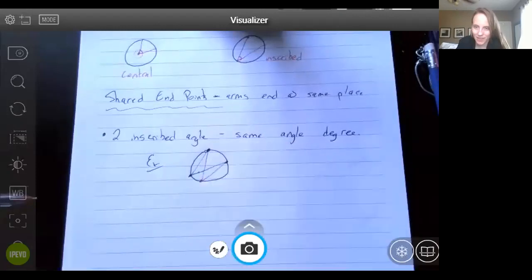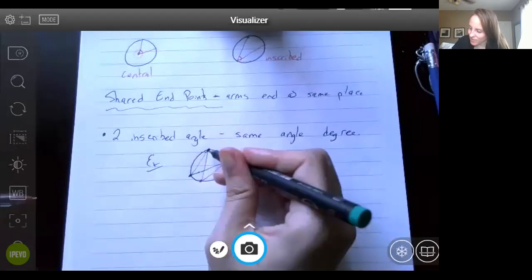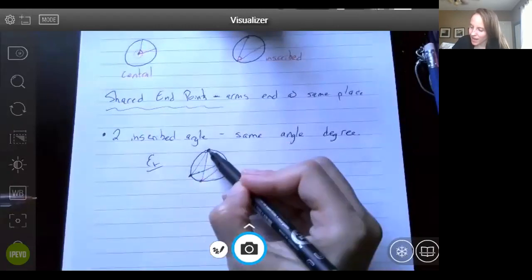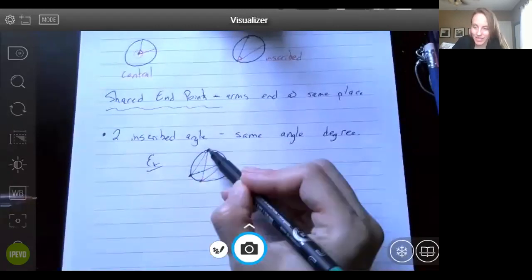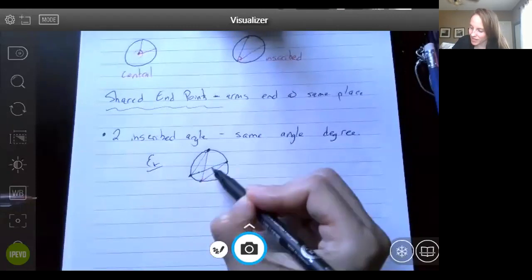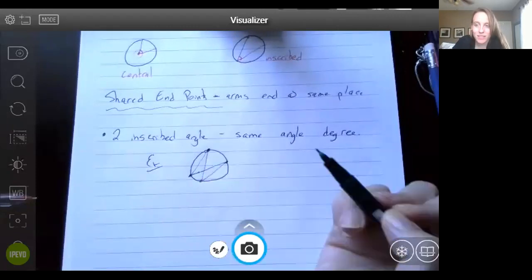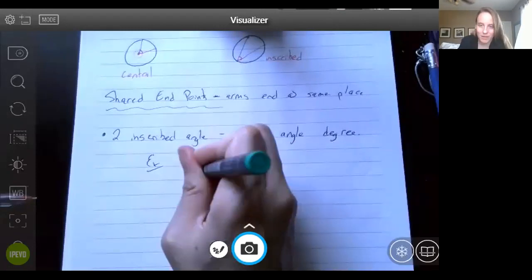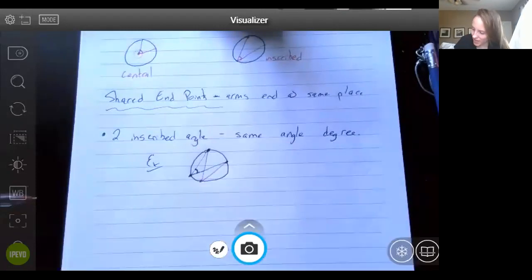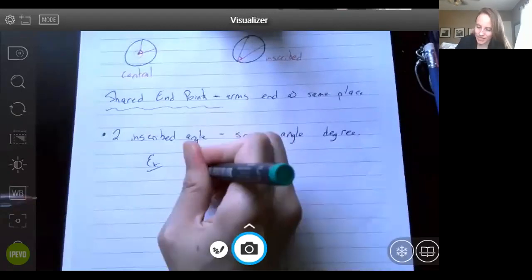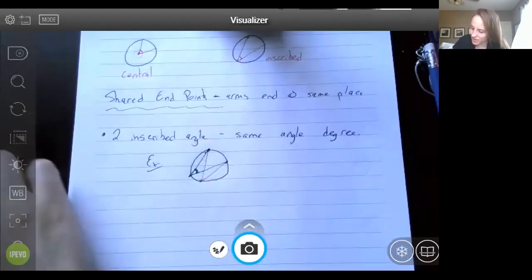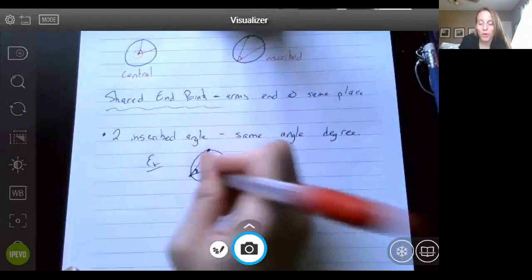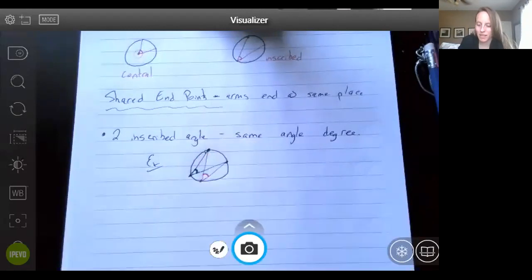So like that, for instance. Again, both of them have arms that end at the same place, but they have different places where they hit the edge of the circle. So I've got one inscribed angle right there and another inscribed angle right here. Both of those would have the same measurement.